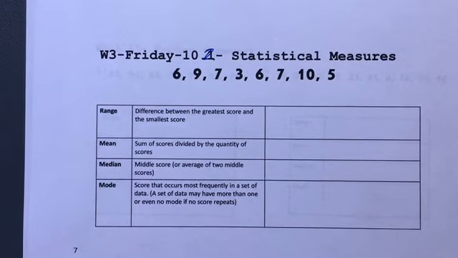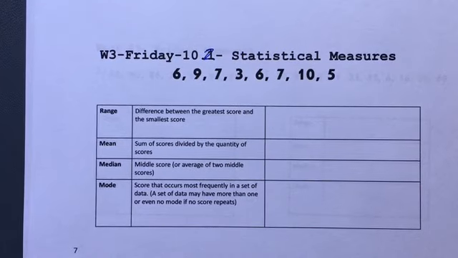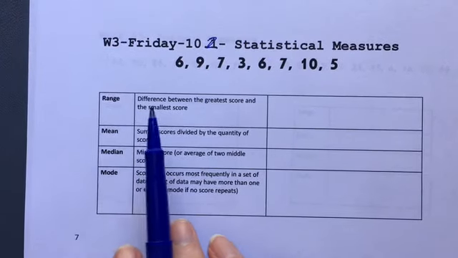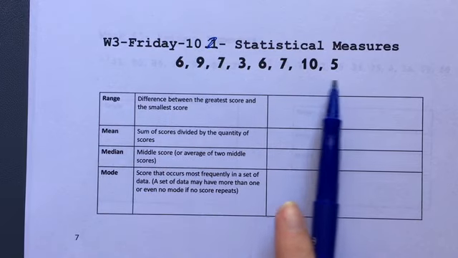There are programs out there where you could just enter these numbers and find range, mean, median, and mode. So I do need to see work. I don't necessarily need to see all of your adding, but I should see some work, and I'll explain what I mean as we go. So, range. The range is the difference between the greatest score and the smallest score. Now, we see our set of data up here.